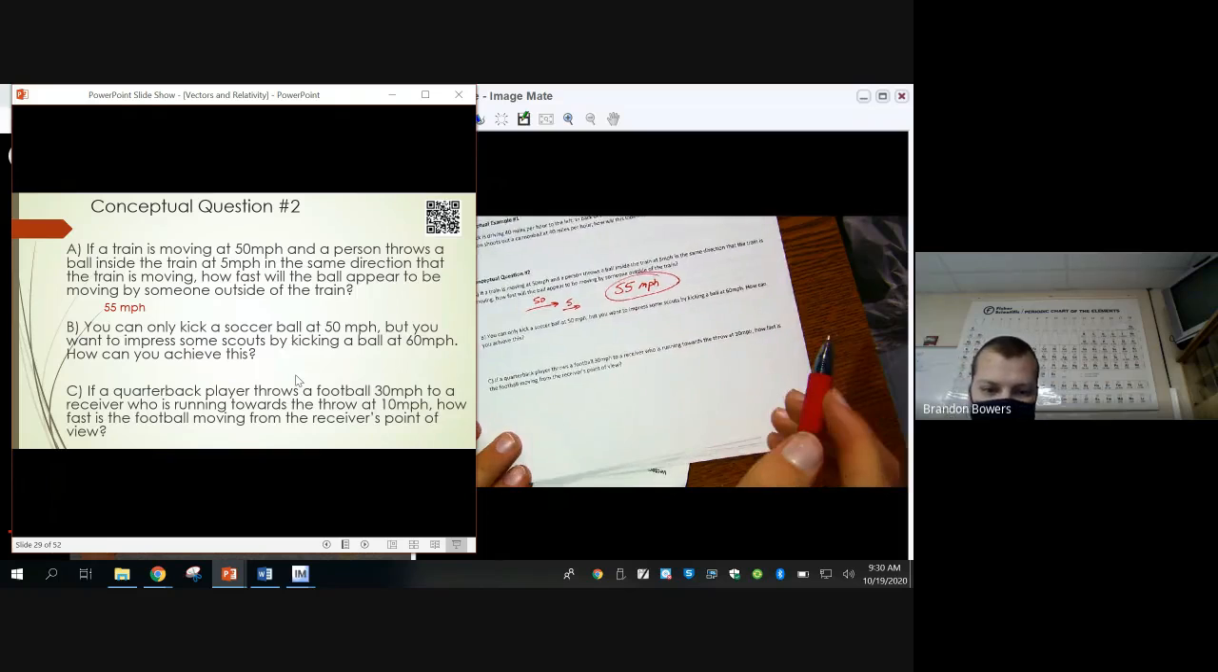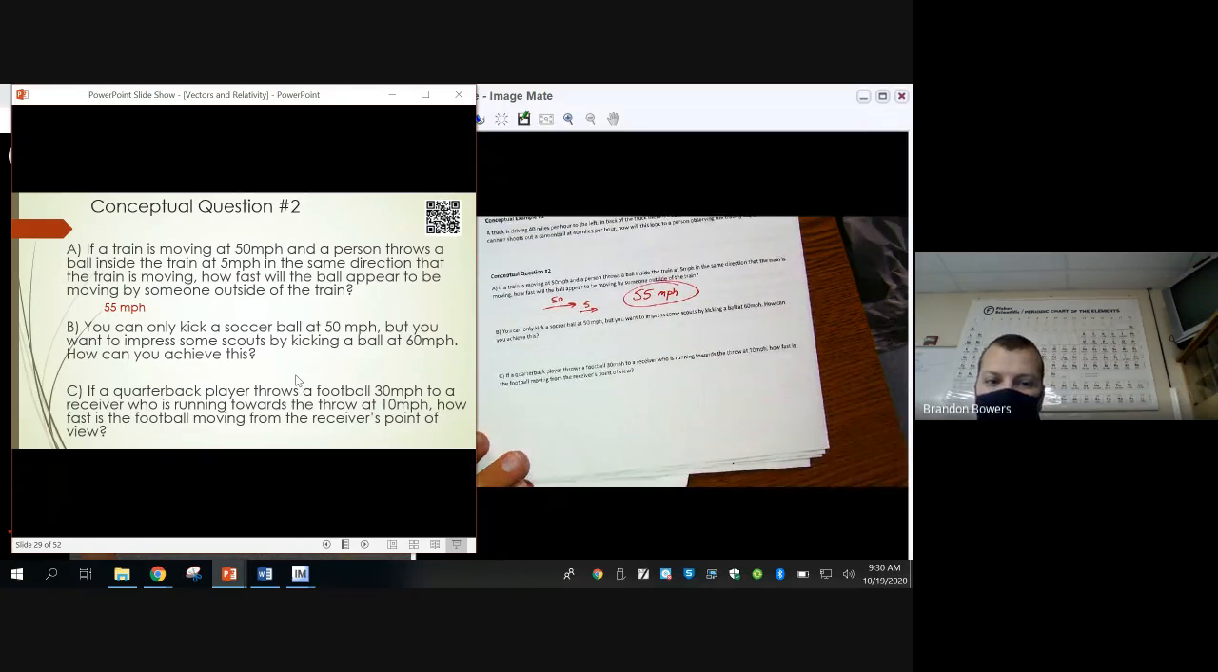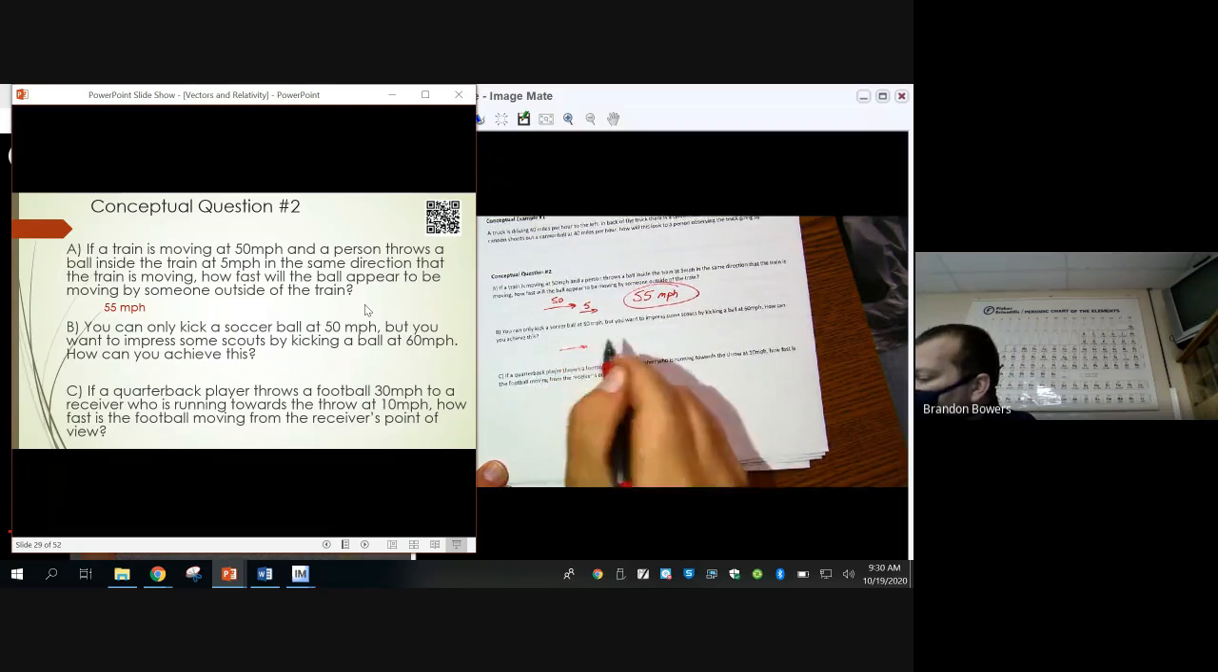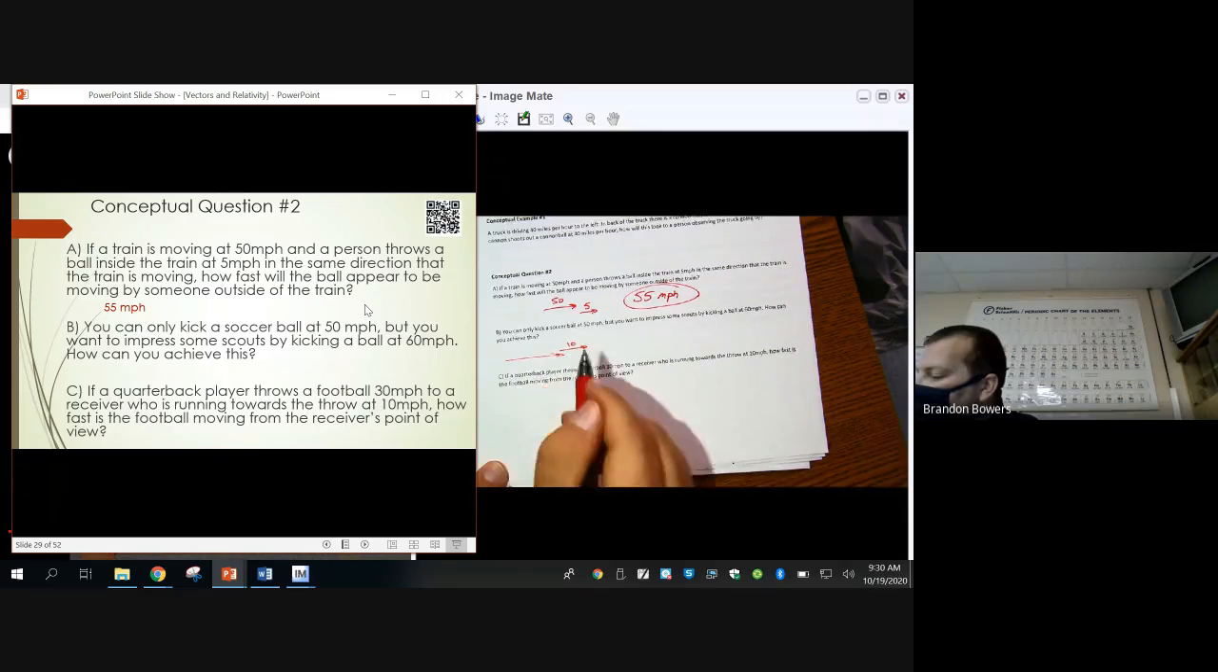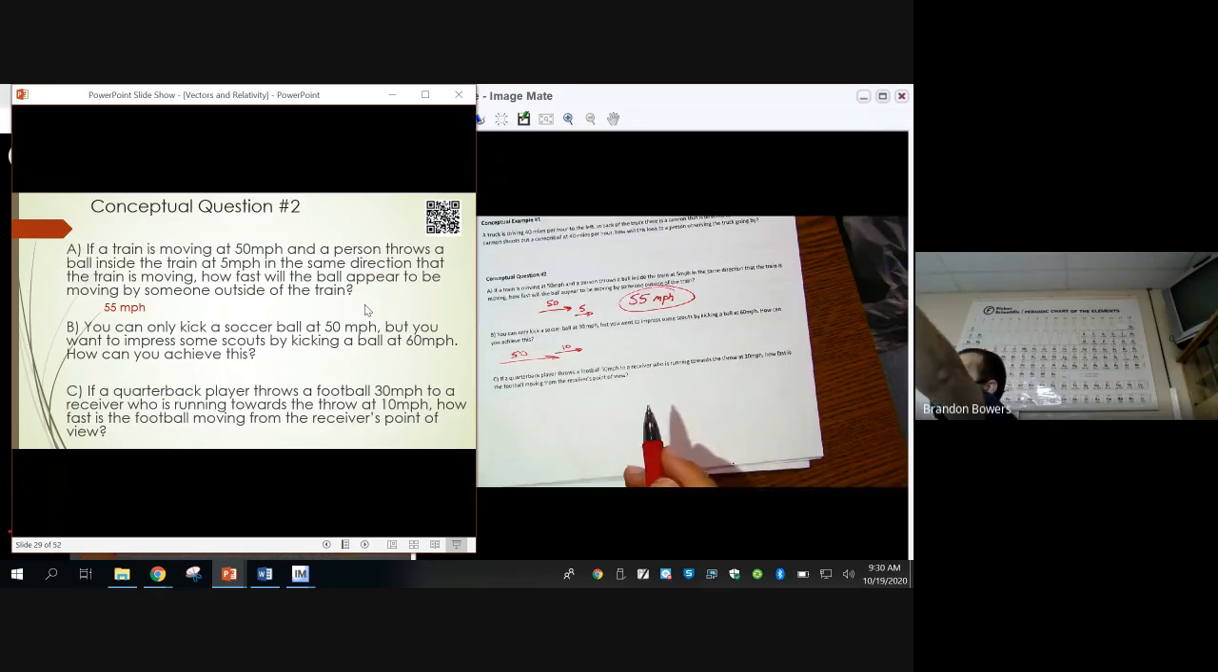All right. B says you can only kick a soccer ball at 50 miles per hour. Any soccer players? All right, there you go. You can only kick a ball at 50 miles per hour, but you want to impress some of the scouts by kicking a ball at 60 miles per hour. How can you do this? Run at 10 miles an hour and then kick it. Oh, I like that. Have the ball moving at 10 miles per hour, then run up and kick it. Have the scouts run the other direction at 10 miles per hour. Yeah. Or you could do that.